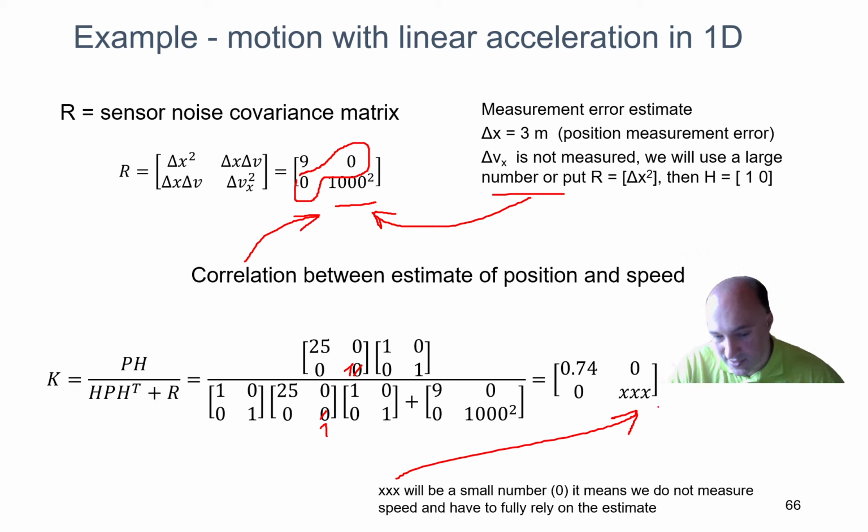And here, instead of the xxx, you can see that if I do this calculation, I'm dividing something by a very large number. So in fact, this will be 0 at the end as well. And by this 0, I say, fine, I do not trust my measurement at all, since 0 in this position of K means I trust only the model. Which makes sense, because if I do not measure it, I need to have confidence in my model and not in the measurement.